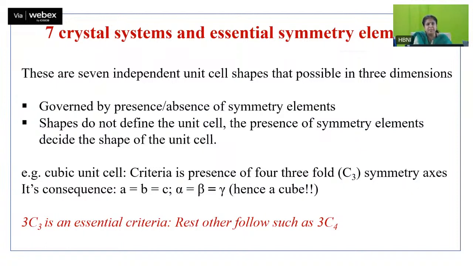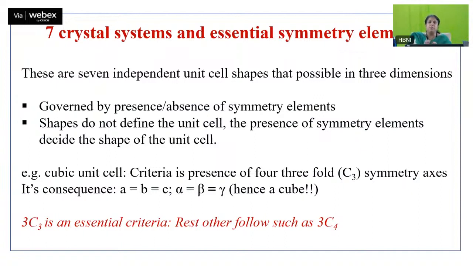But the interesting thing is, it is the presence or absence of the symmetry elements that forms the shape of the unit cell. It is not vice versa, that you have a cube and that is why it should have 4C3 elements. No, the unit cell should have 3C3 axes, and only if you are able to create 3C3 axes will your unit cell automatically become cubic. That means A equals B equals C, alpha equals beta equals gamma, all 90 degrees.